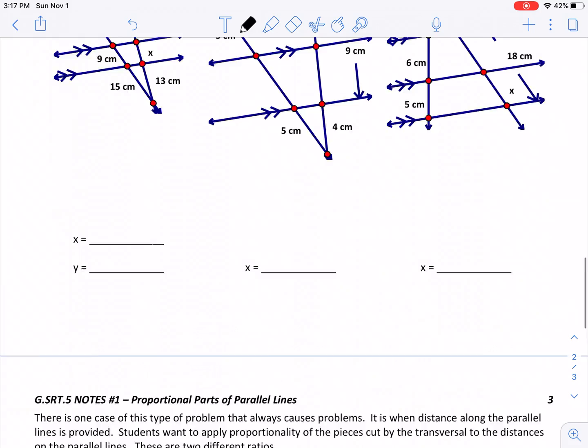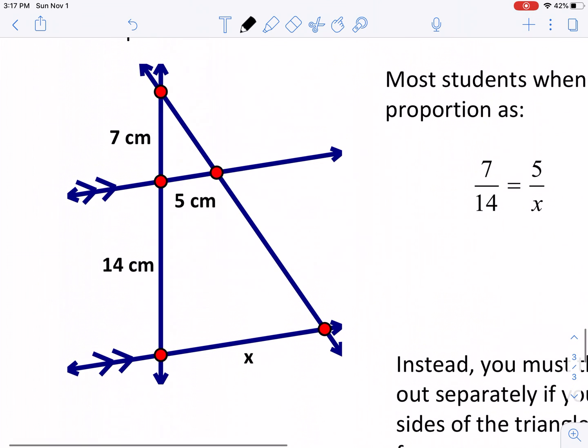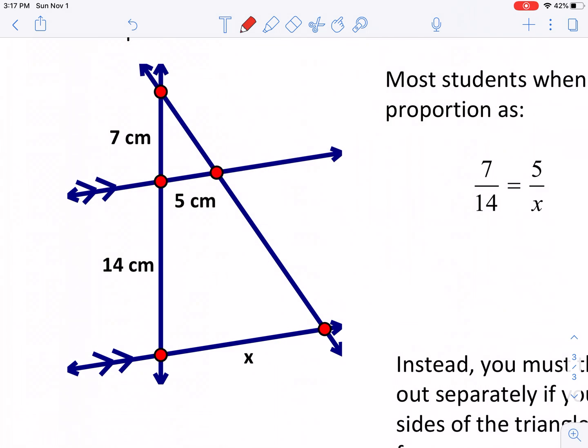Now, the last type of situation we might run into, which kind of reminds us of when we're dealing with similar triangles, is a common mistake that some people often make, and they're trying to point this out to you. So when we look at this one here, if we wanted to solve for x, a common mistake people often make when writing our ratios is they might say 5 to x here. That's fine. But the mistake they make is then they do 7 to 14. Why would that be wrong?